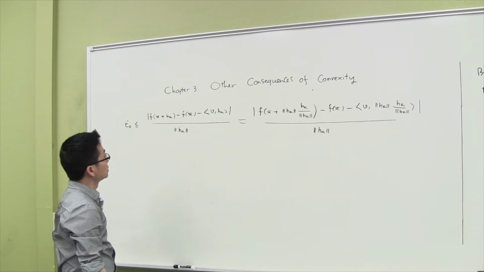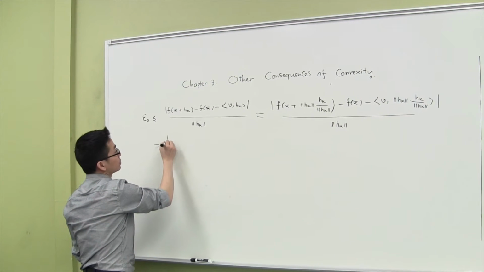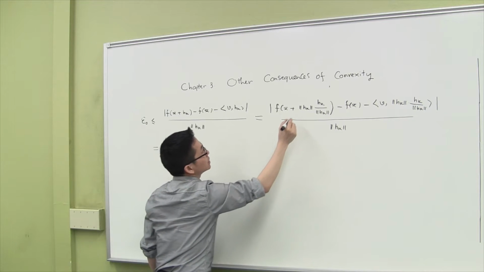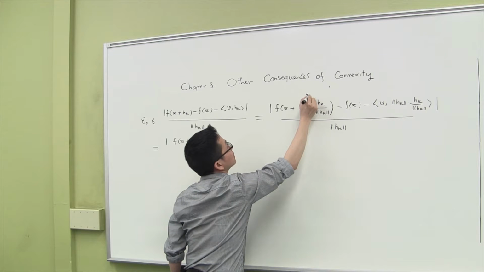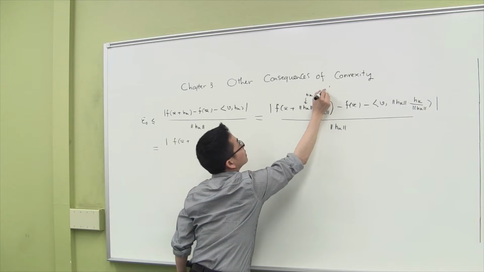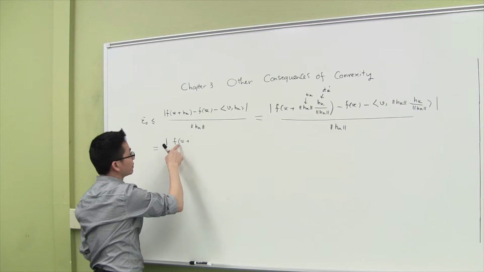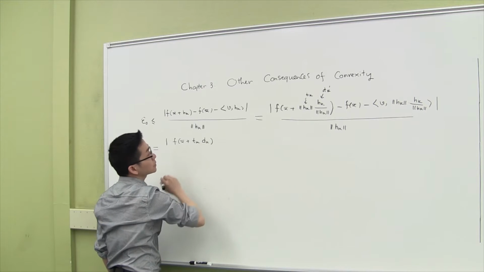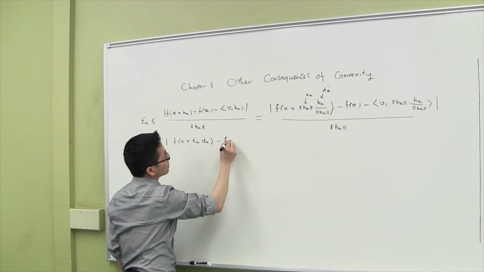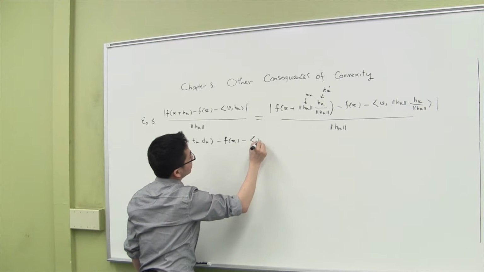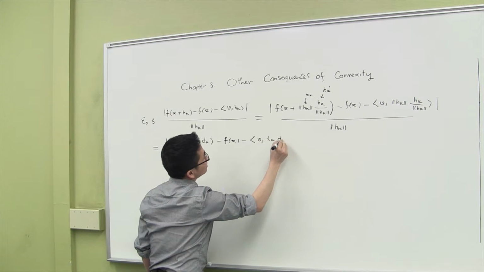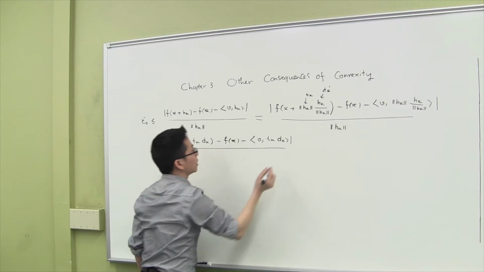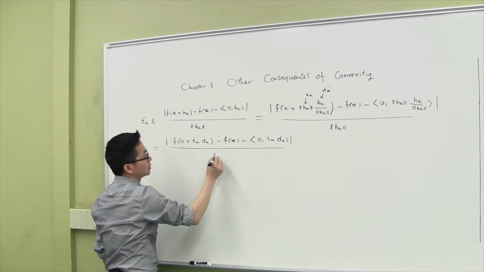So this is equal to the absolute value of f of x bar plus, where we replace this by tk and this by dk, f of x bar plus tk times dk minus f of x bar minus the inner product of v and tk times dk. Here everything is divided by the norm of hk, which is tk.